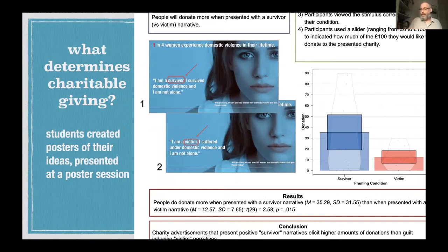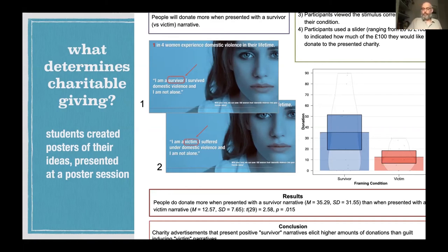And that difference had almost a 2 to 3-fold increase in the donations. People were much more likely to support a survivor than a victim. Just one tiny linguistic change there produced huge differences in donations. And the students were able to talk about the reasons this might be and discuss a lot of theory connected with these ideas.